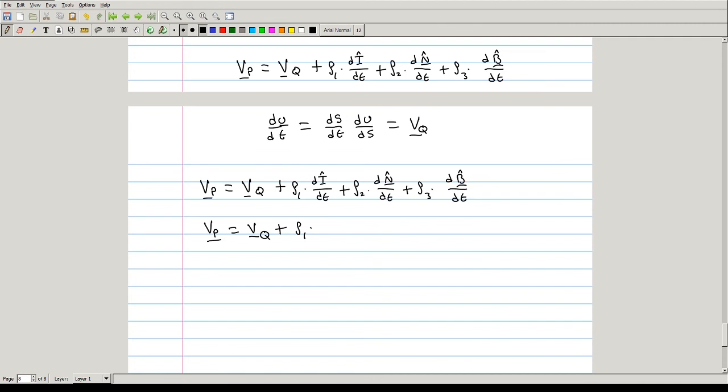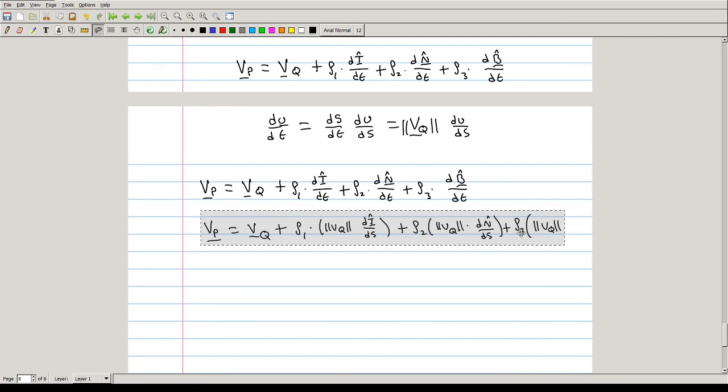In magnitude, this is going to be the magnitude of the velocity of the point Q. This is ds/dt times dt hat/ds, plus rho 2 times the velocity of the point Q, because this is ds/dt times dn hat/ds, plus rho 3 times the velocity of the point Q in magnitude times db hat/ds.